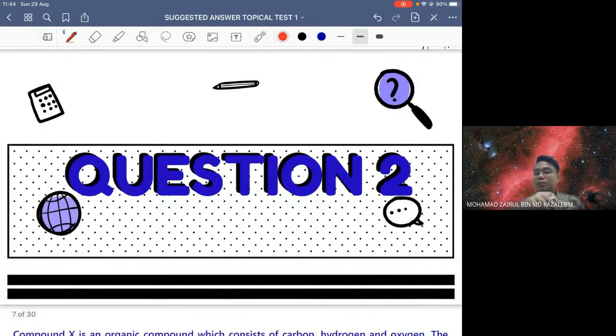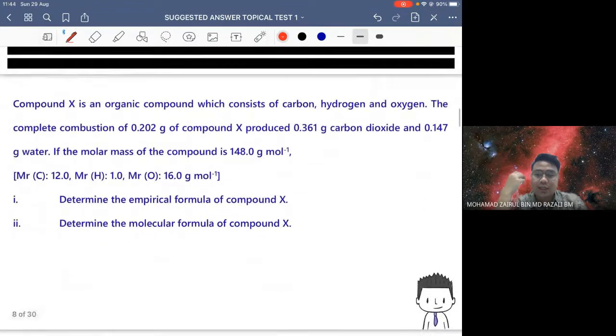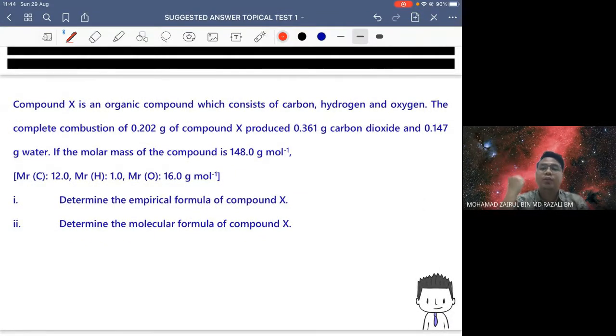So the question number 2 related to the empirical and also the molecular formula. Okay, untuk soalan ni awak kena determine the empirical and molecular formula from a combustion data. Okay, combustion data maksud dia adalah kita ada organic compound, kita burn in oxygen, okay, and then dia akan produce carbon dioxide and water. So from the mass of the carbon dioxide and water itu, kita boleh cari mass of each element in the compound.